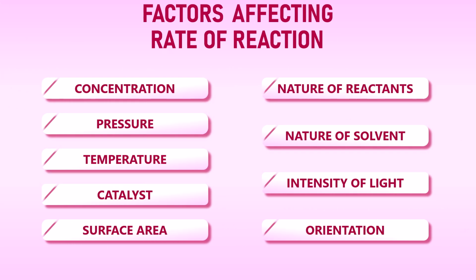First of all, let us look at the important factors that affect the rate of a chemical reaction. These factors include concentration of reactants, pressure, temperature, catalyst, surface area, nature of reactants, nature of solvent, intensity of light, and orientation of molecules. In this presentation, I will discuss how the concentration of reactants affects the rate of a chemical reaction.